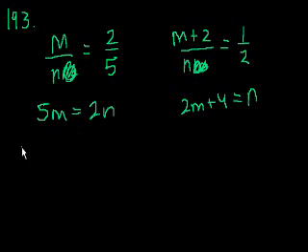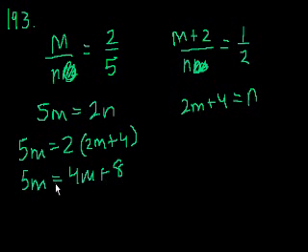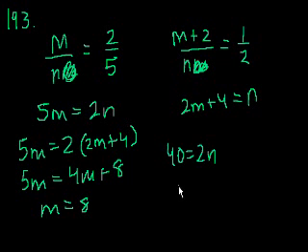We could substitute that, right? If N is equal to that, then that means that 5M is equal to 2 times N. N is equal to 2M plus 4. So you get 5M is equal to 4M plus 8. Subtract 4M from both sides, you get M is equal to 8. If M is equal to 8, we could say 5M is equal to 2N. So 5 times 8 is 40 is equal to 2N. And so N is equal to 20.